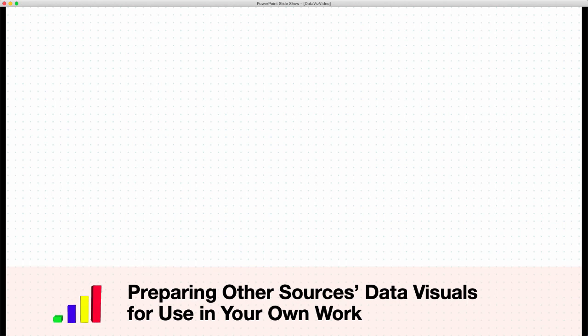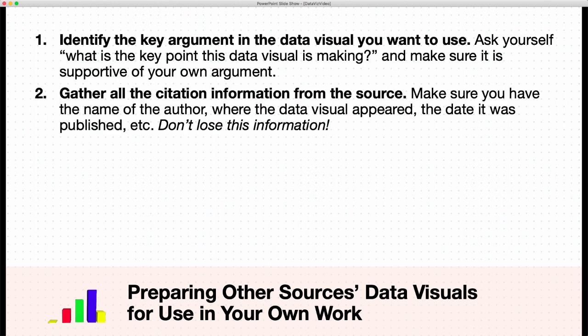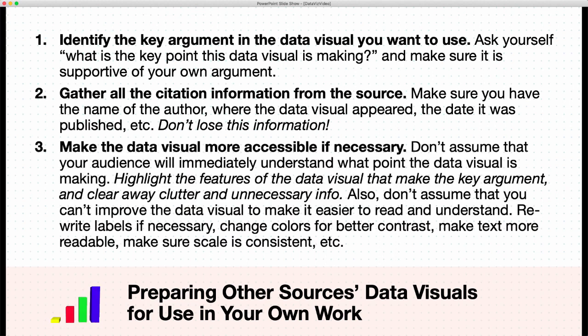So, when you are preparing to put a data visual from someone else's source into your own work, here are the steps to take. First, you want to identify the key argument in the data visual that you want to use. So ask yourself, what's the key point that this data visual is making? And make sure it's supportive of your own argument. Then, you want to gather all the citation information from the source. So you've got to have the name of the author, where the data visual appeared, the date it was published, and so on. Don't lose this information.